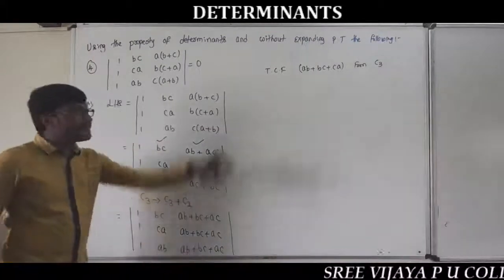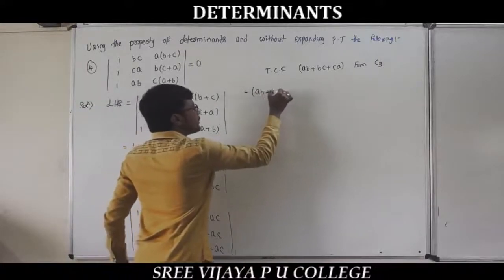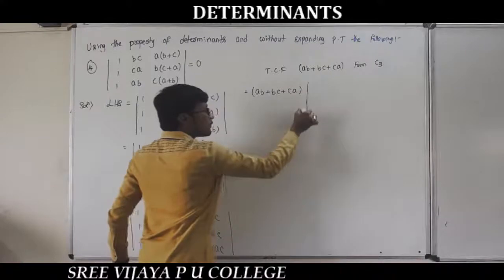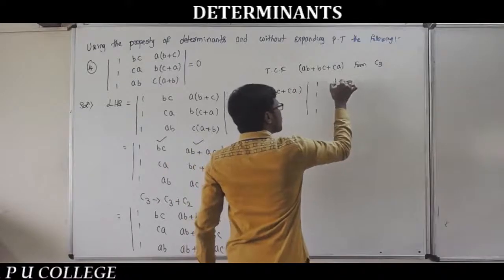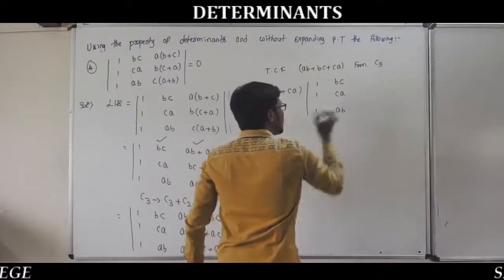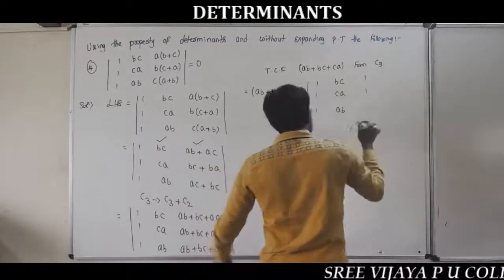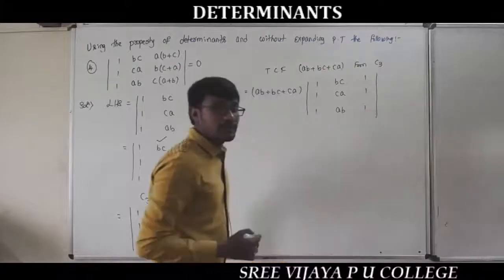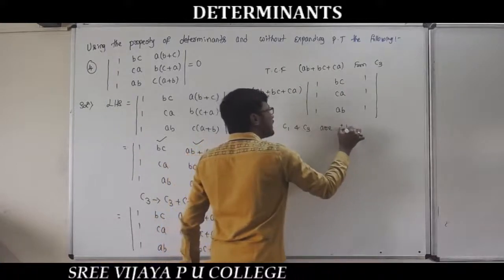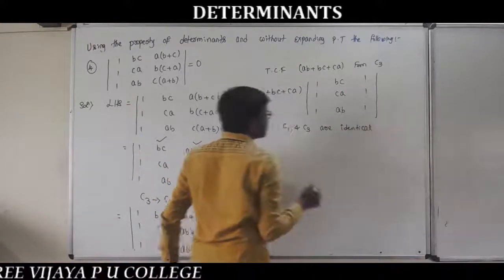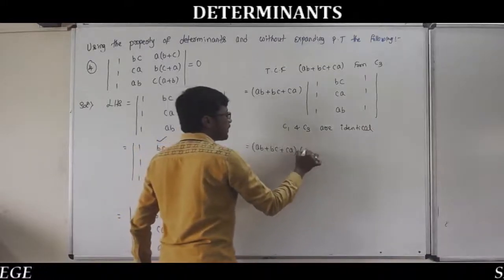From the entire column 3, I will take the term as a common. That equals, what is common? AB plus BC plus CA as a common from column 3. What is column 1? 1, 1, 1. Column 2: BC, CA, AB. Column 3, you took this as a common, right? 1, this as a common, 1, this as a common from the entire column 3, so you get 1, 1, 1. Here, column 1 and column 3 are identical. So identical means you get 0 right there. That equals AB plus BC plus CA into 0.